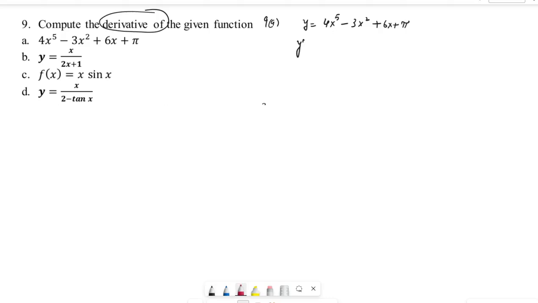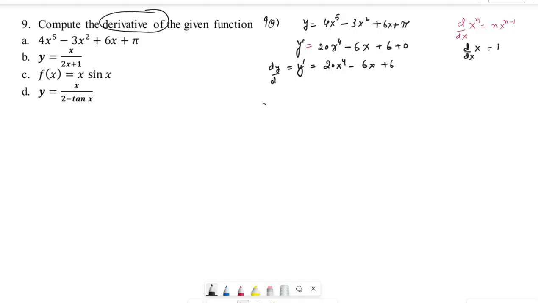Most of this function is using the power rule, x to the power n. So n comes down, power 1 less. 5 comes down, multiplies with 4, 20, x to the power 4, minus 2 comes down, multiplies with 3, 6, x to the power 1 less is x, plus derivative of 6x is just 6, plus pi's derivative is 0. So basically 20x to the 4 minus 6x plus 6 is your derivative. You can write the derivative like this or dy by dx.